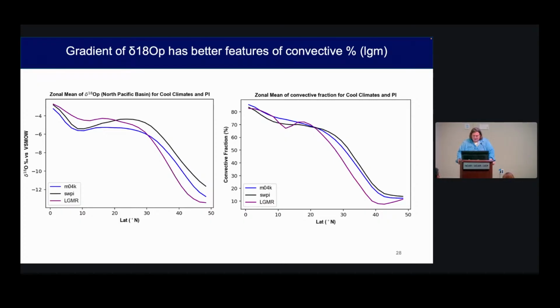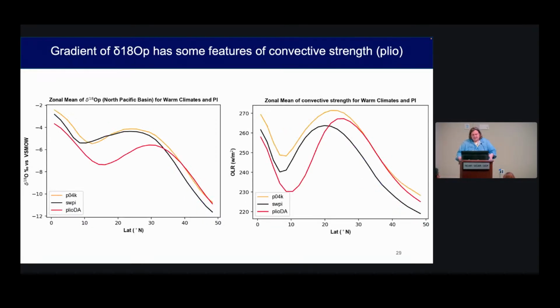The LGMR is doing something kind of weird, but we don't have to do a ton of wiggle matching because I'm going to show actual linear regressions in a second. And then lastly, we check convective strength. And I think you see similar features emerging, but it's kind of what you would expect if it is the intertropical convergence zone.